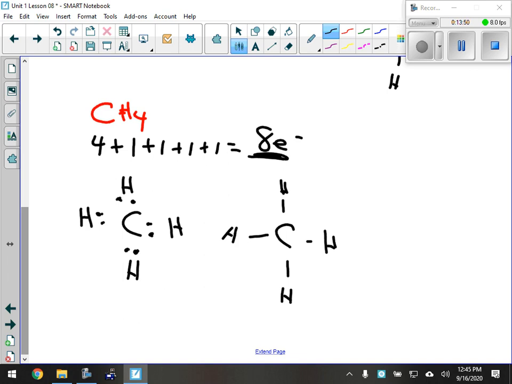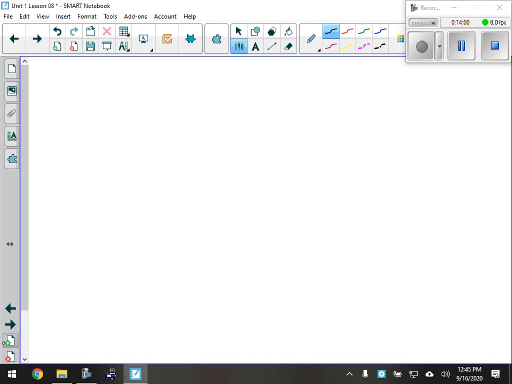Now, it depends on the compound. They can get a little more complex, of course, and you'll see what I'm talking about, how we're going to move stuff around and so on. Our next example here happens to be some water, so let's copy that one down.